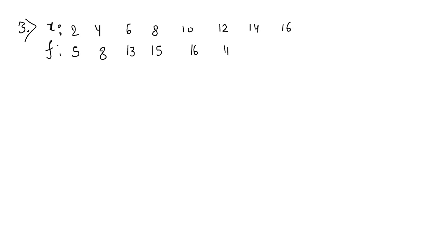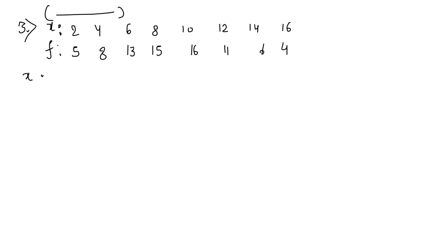Now question number 3 is a case of discrete series. Calculate the median. The values are given. X is given 2, 4, 6, 8, 10, 12, 14, 16. Write down the frequency values: 5, 8, 13, 15, 16, 11, 6, 4. You can write down here. This is a case of discrete series.